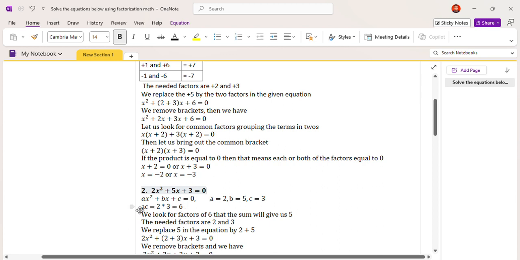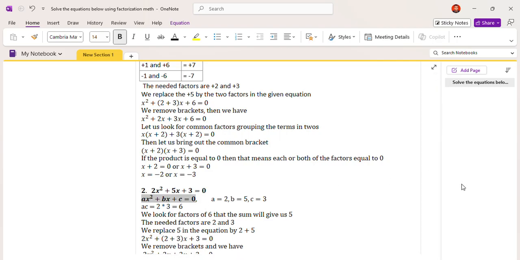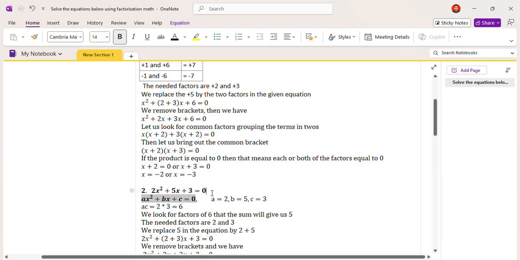In this case, I rewrite the general form of the equation, which is ax squared plus bx plus c. Let me bold it, so you can see it very well. When we compare, our a equals 2. If you look at it, this x squared, this x squared, so here is a. That means our a equals 2. This is x, this is x, so our b is 5, and our c is plus 3.